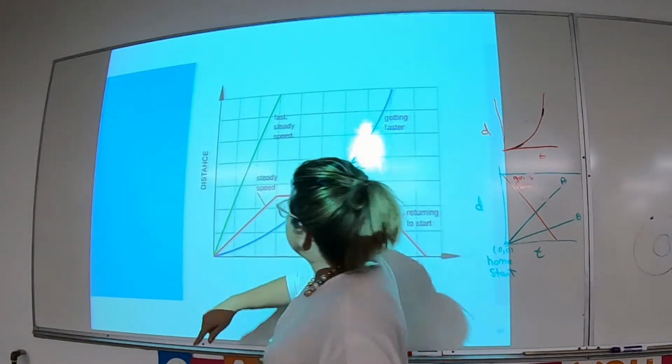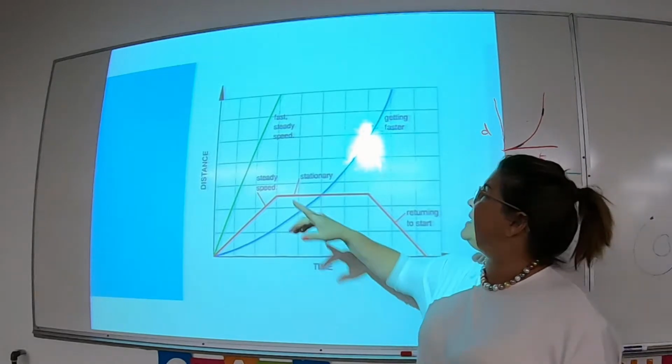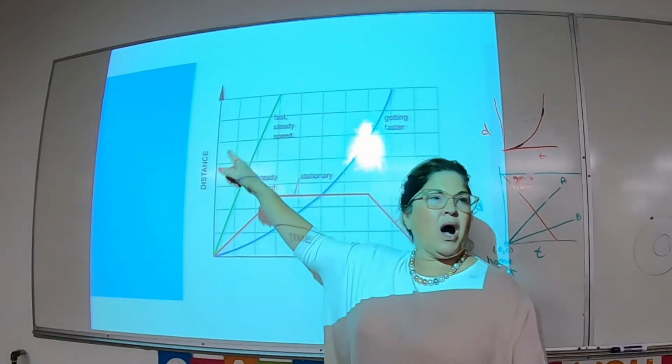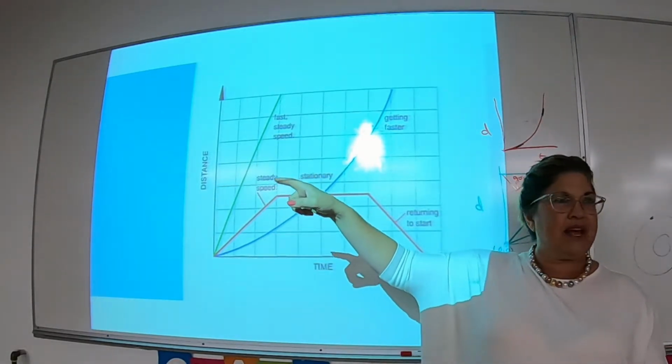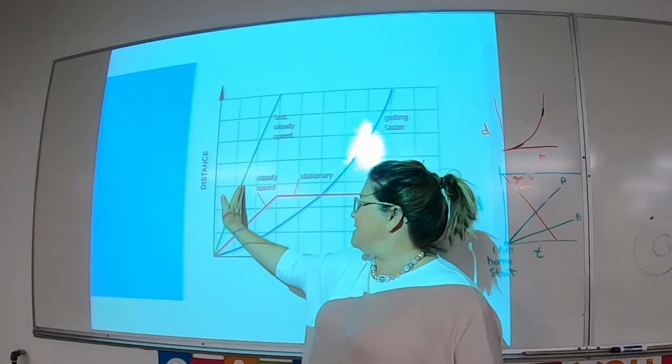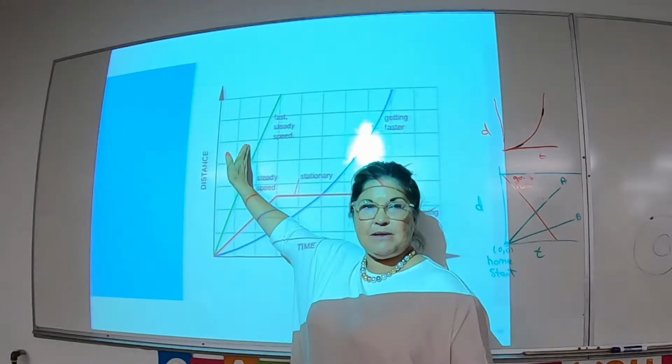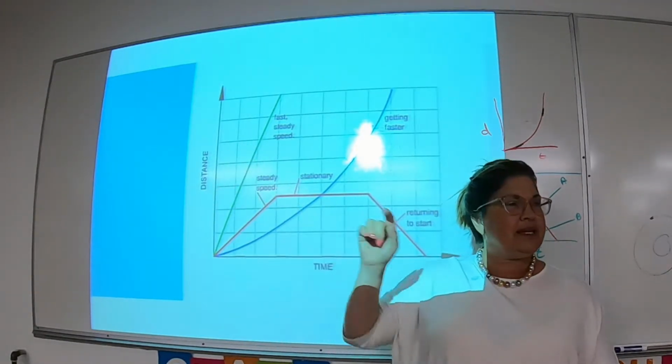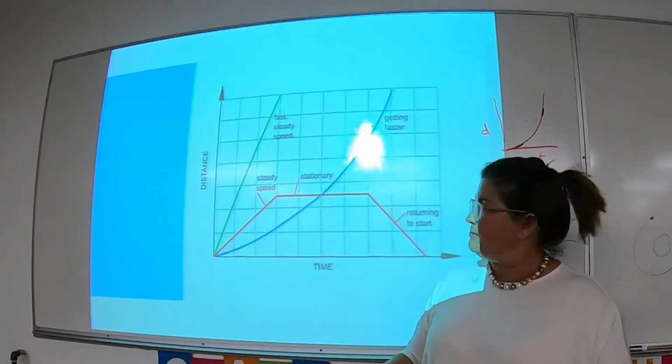the green one, it is going very fast. Why can I say it's going very fast? Because the line is quite steep. And it's also a constant speed.